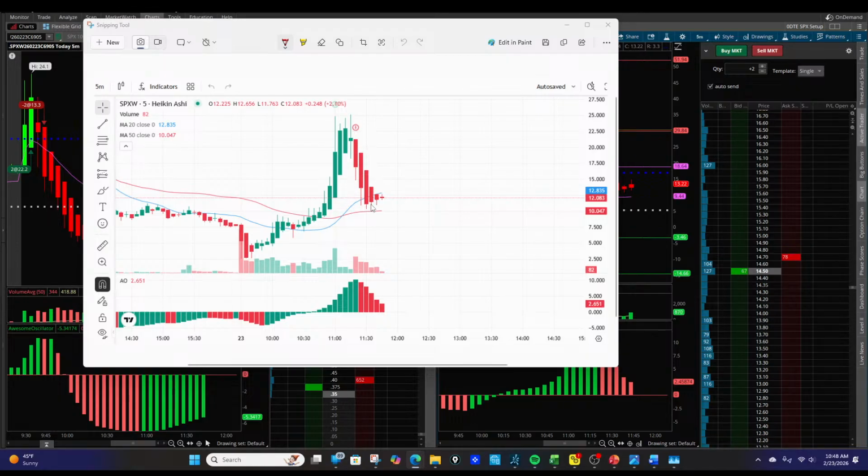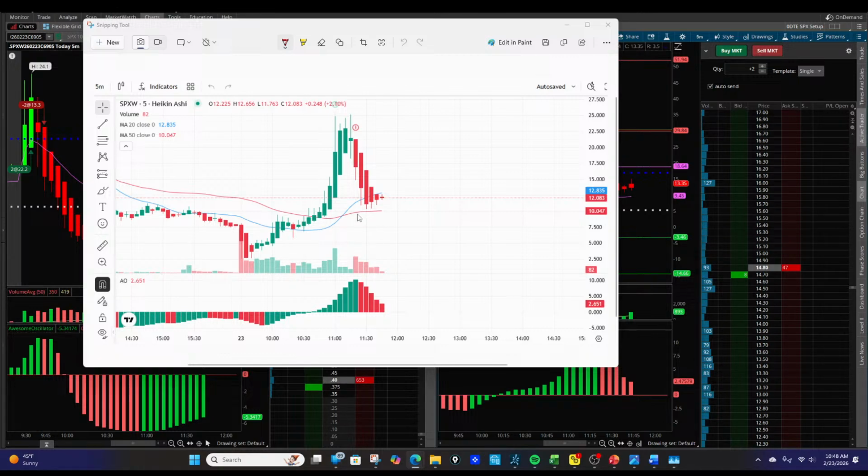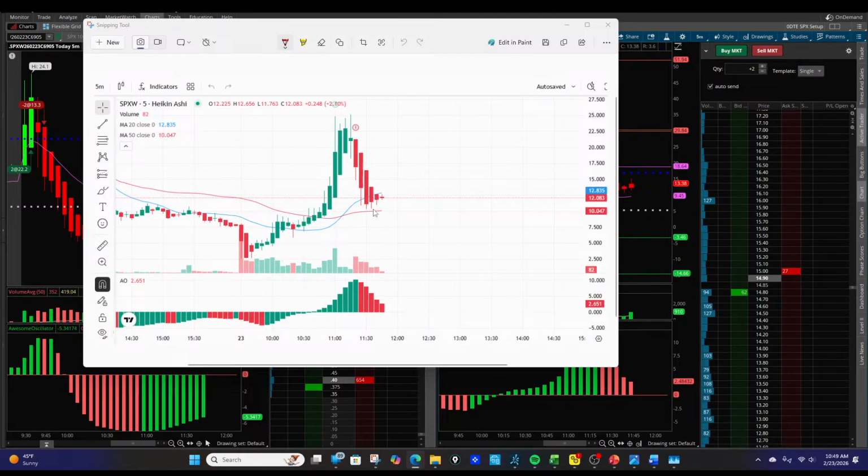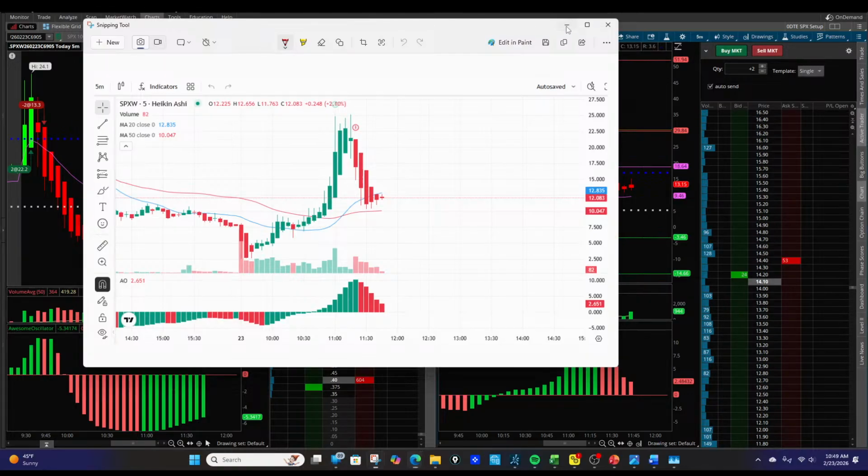Now, when it goes down, a lot of times we'll have something called a 50-day bounce. And so this has come down, and it's like bouncing off that 50-day. And I think that it's going to continue to go up. So we shall see what happens.